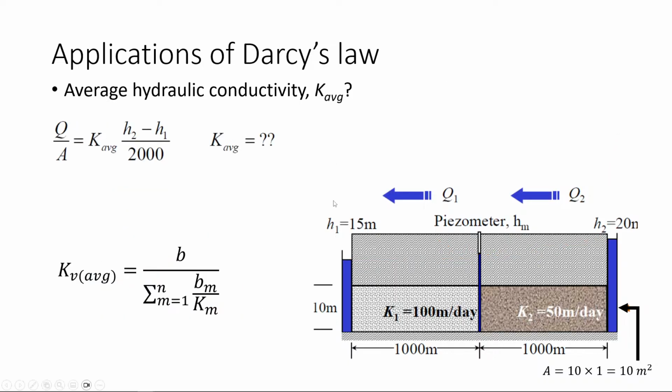Now I'm asking you what is the average hydraulic conductivity. You can easily do this, you know Q already. We calculated Q from the previous example, that was 1.67. We know the area, that I think was 10.